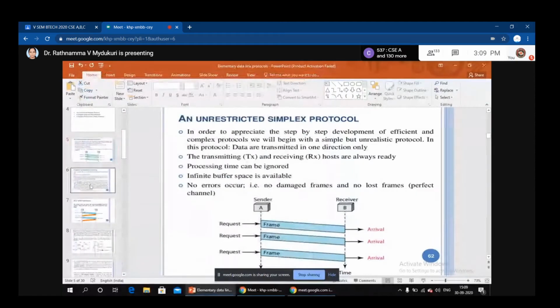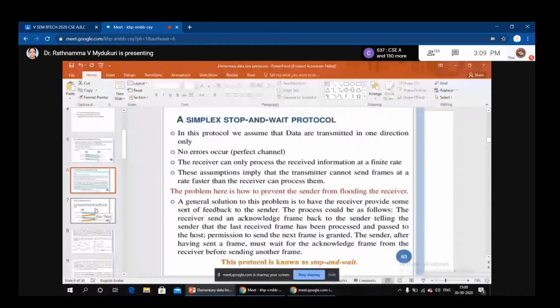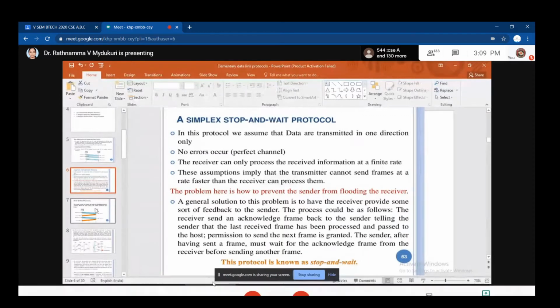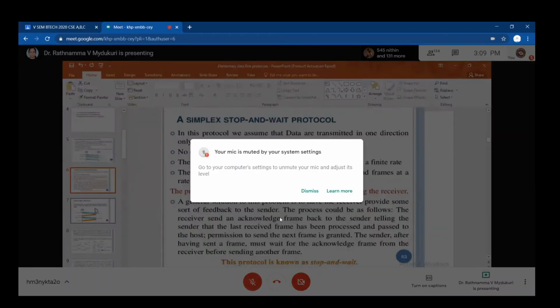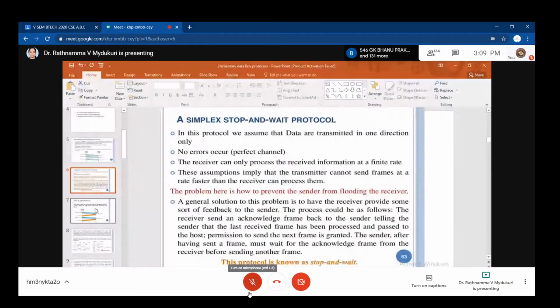Now, what is this Simplex Stop-And-Wait protocol? Also, we try to transmit our data in one direction only. But when you are sending your data without knowing about the receiver situation, sometimes we may be affected with a problem of flooding. So what is this problem of flooding at receiver side? If sender is sending more number of data frames, but receiver is unable to accept all the frames, at that time, number of frames are going to be stagnated, which is called flooding at receiver side.